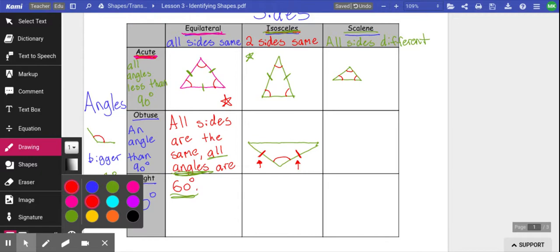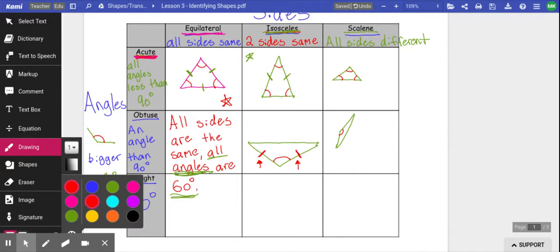Awesome. Now we're going to try to draw a scalene obtuse triangle. Scalene means all sides are different. Obtuse means I have an angle greater than 90. So if I try this, I'm going to draw one side there. I'm going to make an angle bigger than 90, so it's going to open up like that. And then I'm going to connect the dots.